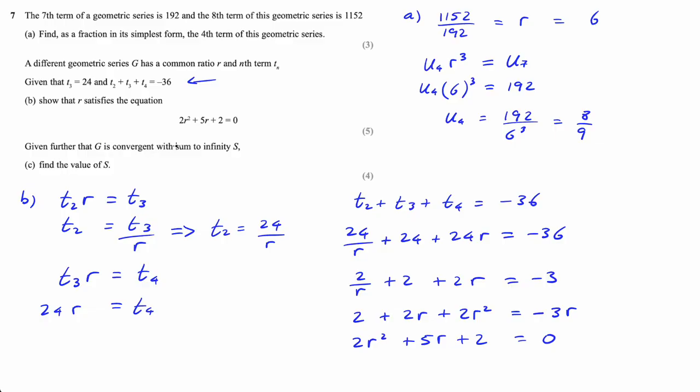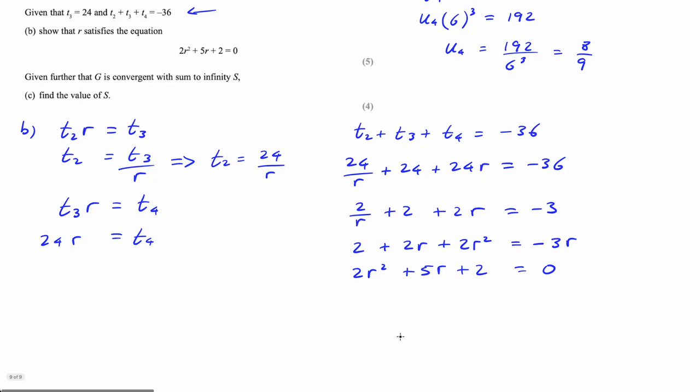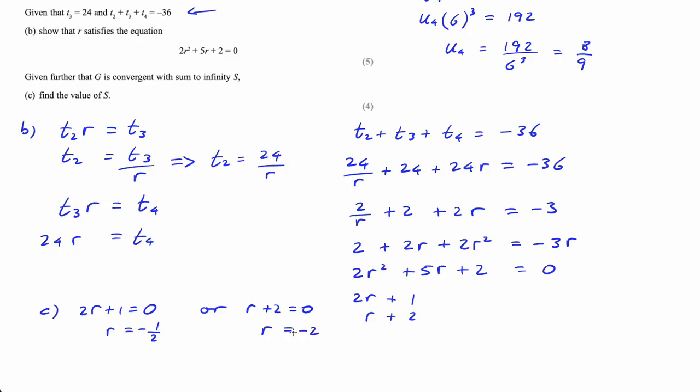Given that G is convergent with sum to infinity S, part C, find the value of S. So we have now this, so I can find R. Let's go to C. I can factorize this: 2R and R, 2 and 1, plus and plus. So 2R plus 1 equals 0, or R plus 2 equals 0. R is equal to negative a half, or R is equal to negative 2.